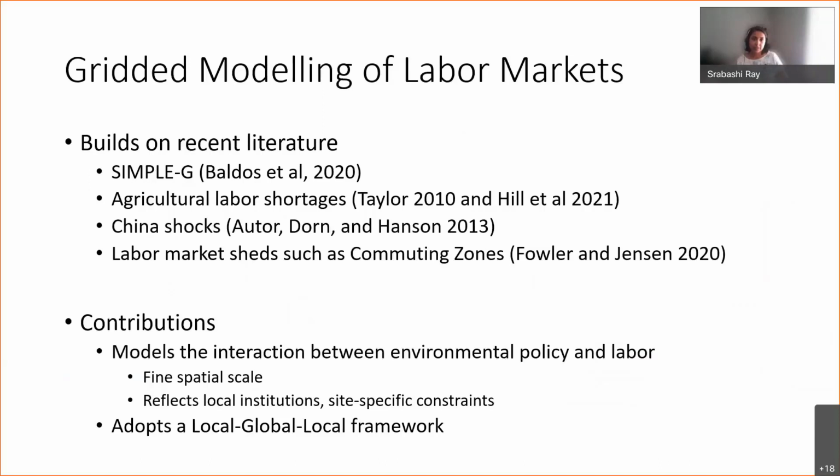So this paper builds on recent literature. We build on the recently developed SIMPLE-G model. I'll talk about that in a little more detail. We also build on other literature published by Ed Taylor and Hill et al., which talks about agricultural labor shortages and other labor market issues. We also build on the findings of the China shock by Autor et al., and we model labor markets and the interaction of labor markets with agriculture, building on the idea of commuting zones.